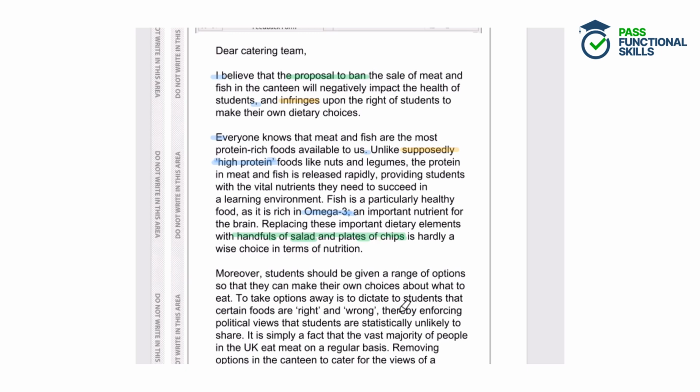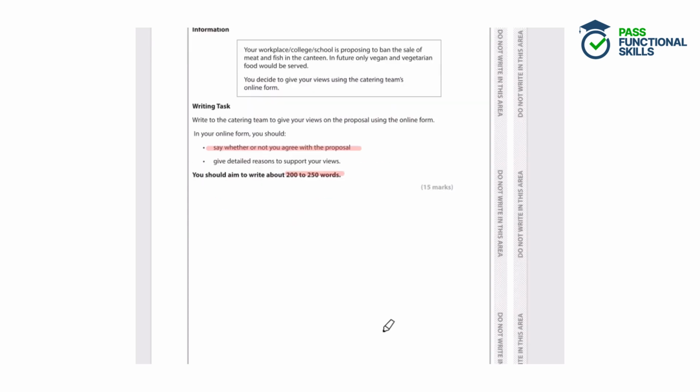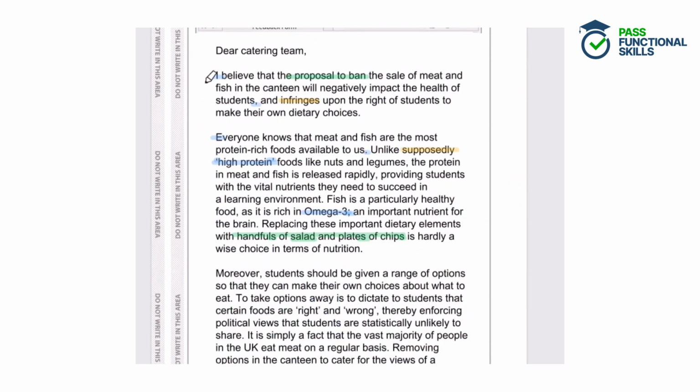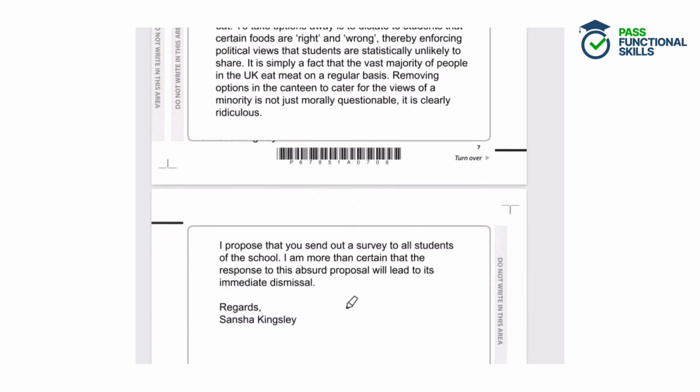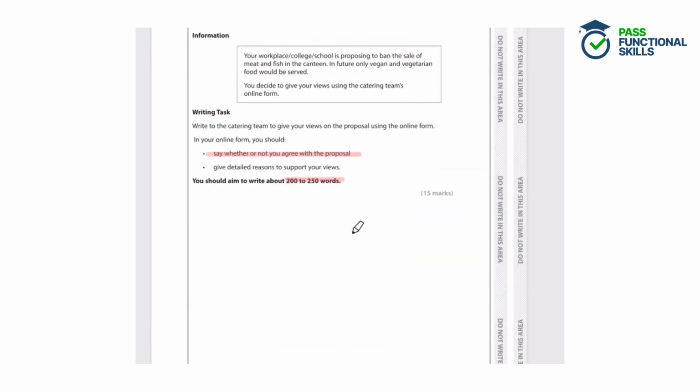So here we have addressed all of these bullet points here. We've said whether or not we agree with the proposal, and we've included relevant details about that. So they've said that they don't agree with the proposal, and they've given an explanation of this. They think that if they send a survey to students, then the proposal will be dismissed. Then they've given detailed reasons to support these views.